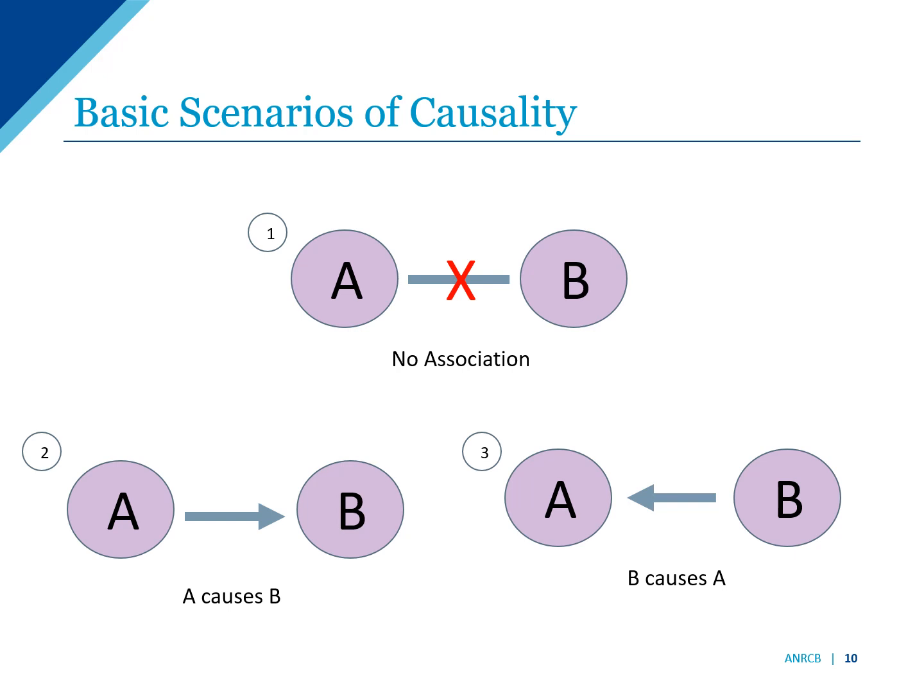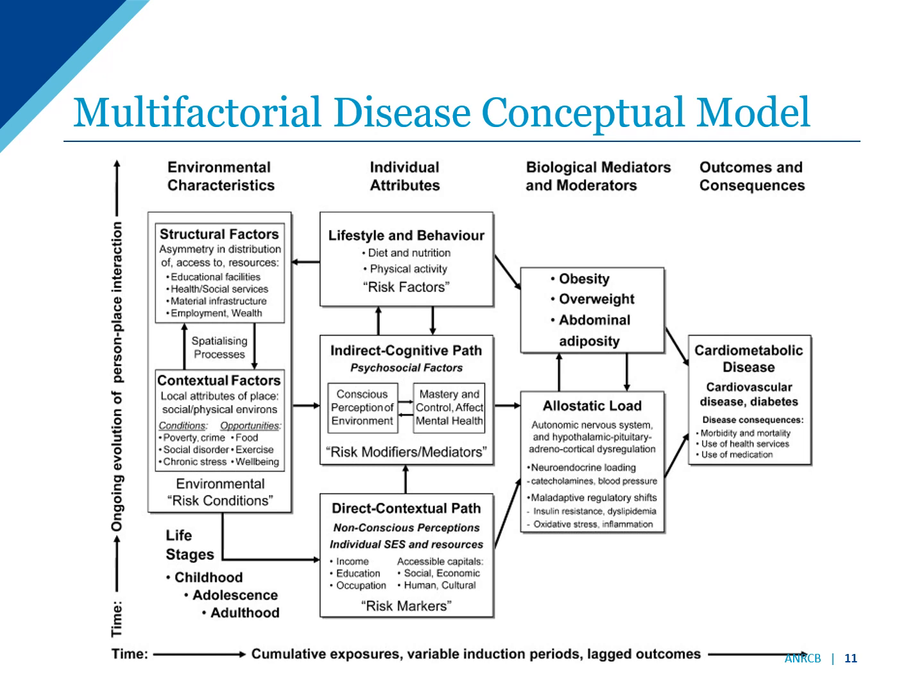The basic scenarios of causality are that 1, there is no association between the 2 variables, 2, that A causes B, and 3, that B causes A. But in reality, a model of disease causation really looks more like this, in which multiple levels of factors are in the causal pathway for a disease outcome. We can measure factors on all of these levels and look for an association, but we have to choose one independent variable to begin with.